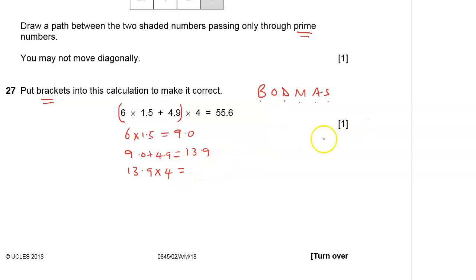We can do long multiplication here. 13.9 multiplied by 4. 4 times 9 will give us 36 right there. 6, carry 3. 4 times 3 gives us 12. 12 plus 3 gives us 15. Carry 1. 4 times 1 gives us 4, plus 1 gives us 5. So we get our 55.6. So the bracket should be right there.